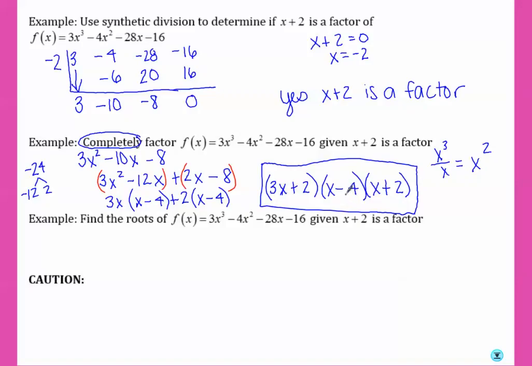If we wanted to take it one step further, if we wanted to find the roots, we would start with synthetic division, then we would factor. Since we've already done that in the previous two examples, all we need to do is take those three things and set them equal to 0 to find our roots.